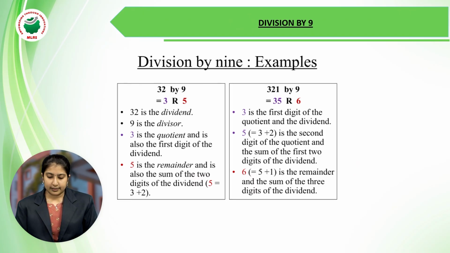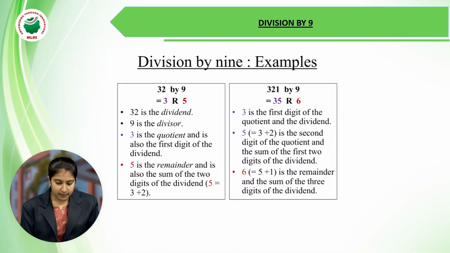So in the first slide, we will learn how division by 9 works. As we all know, this is the normal division. So 32 by 9, where you are getting 3 as the quotient. That is, 9 3s are 27 and you will do 32 minus 27, resulting in 5.